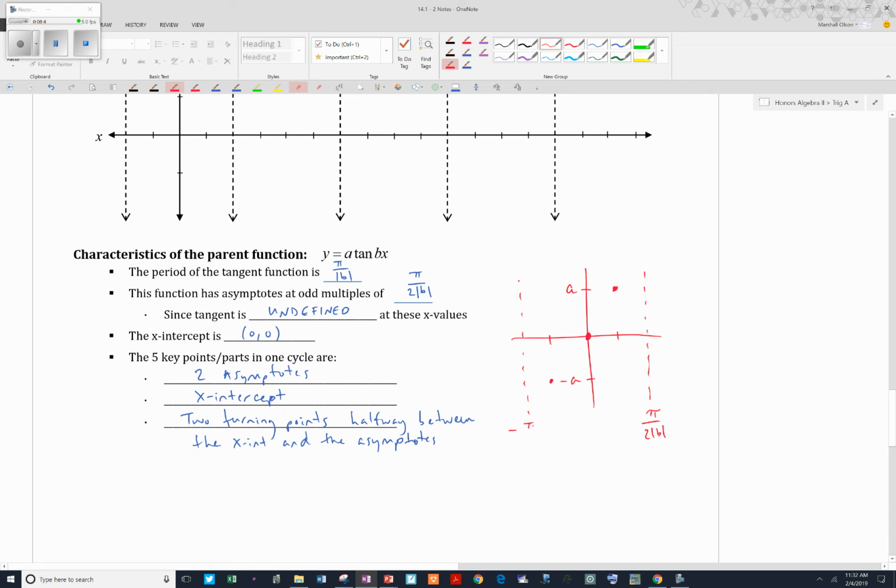And then here's our other asymptote here on the other side. It's symmetric over the y-axis. And so this is what our tangent graph is going to look like. Kind of looks like a cubed function, because it is an odd function like the cubed function.